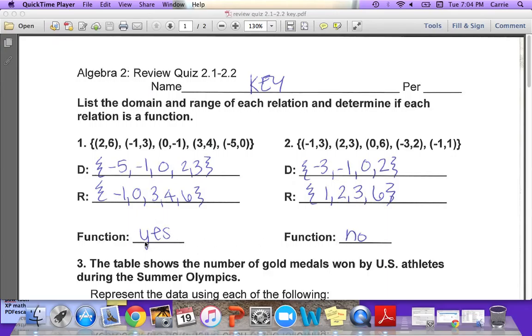The way to do that is to look at your x values and see if any of them repeat. In number 1, none of them do, so yes, it is a function. For number 2, I see that -1 repeats twice, but they go to different numbers, so that makes it not a function.